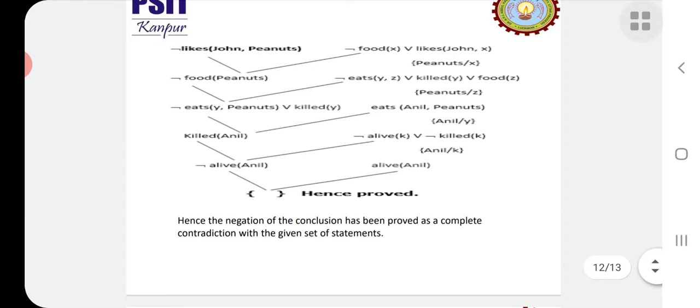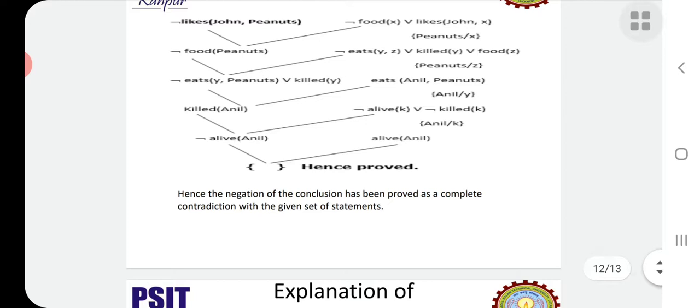So in this statement, negated killed is there. So killed will be cancelled out on both sides. Now the remaining part is negation alive(Anil). Then we have to search for alive without negation, which is also present. So both will be cancelled out, and this empty bracket shows that our conclusion is hence proved. So the negation of the conclusion has been proved as a complete contradiction with the given set of statements.